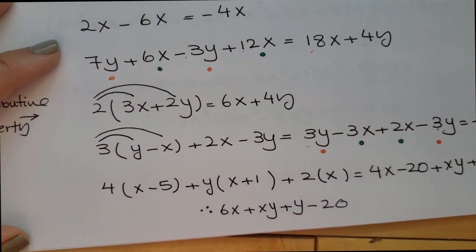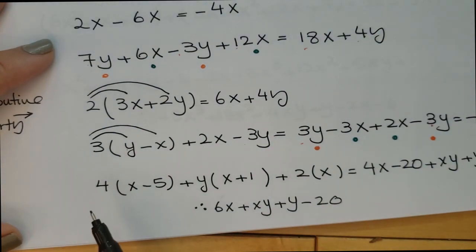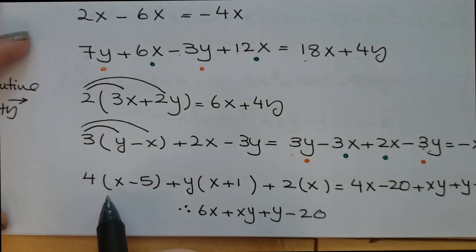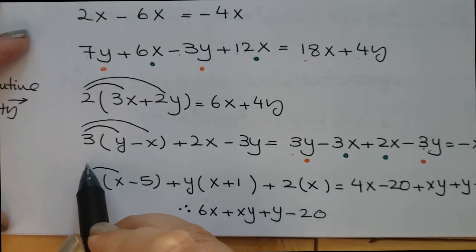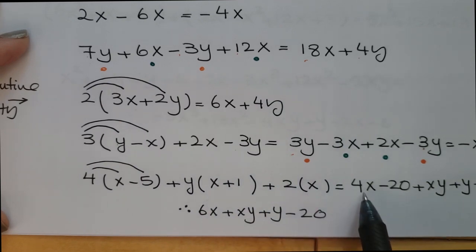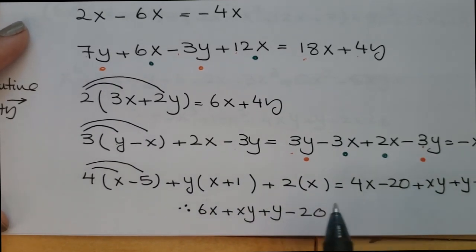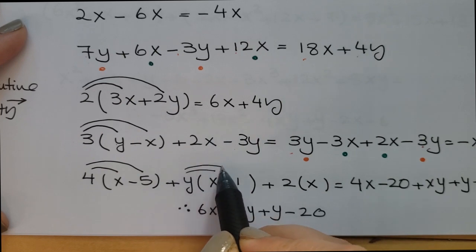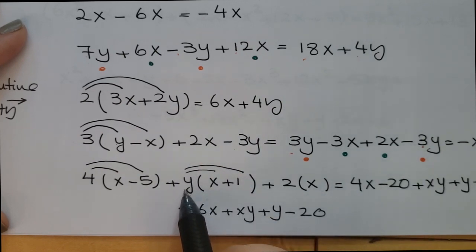Another example, which is a combination of distributive and apples and oranges, would be 4 times x, 4 times negative 5, which is 4 times x minus 20. Then here I have letter y in front of the bracket. So again, I use the distributive property that turns into yx plus y.